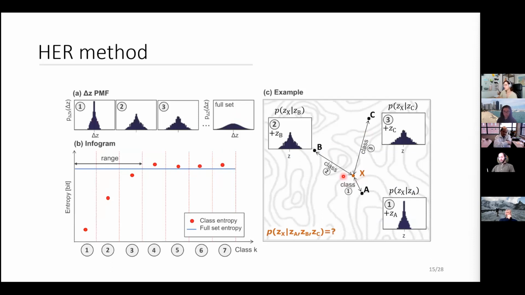In a simple case here on the right side, let's say we have observations A, B, and C, and we want to predict X. When we associate these delta Z distributions to our observations based on their distance to the target, and we shift them to the observation value, we obtain the probability of X given A, X given B, and X given C. But now the question is, how can we obtain the probability of X given that we know A, B, and C at the same time?